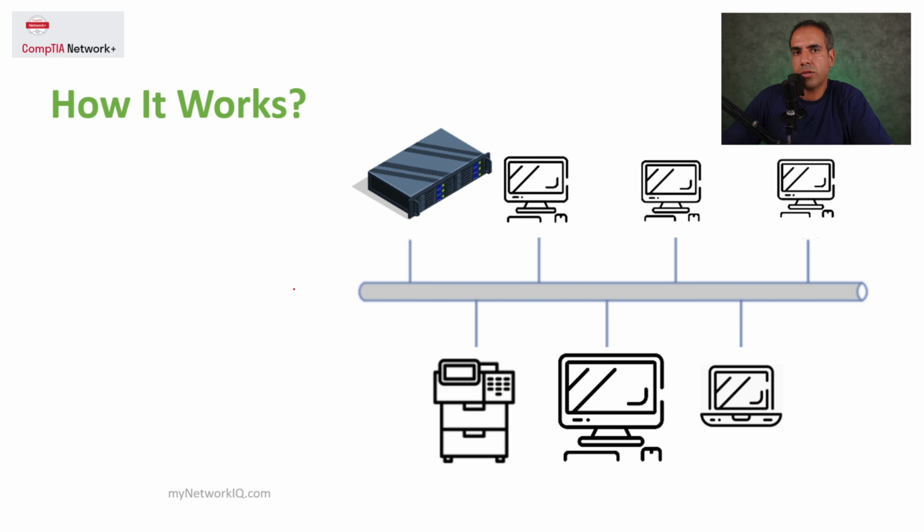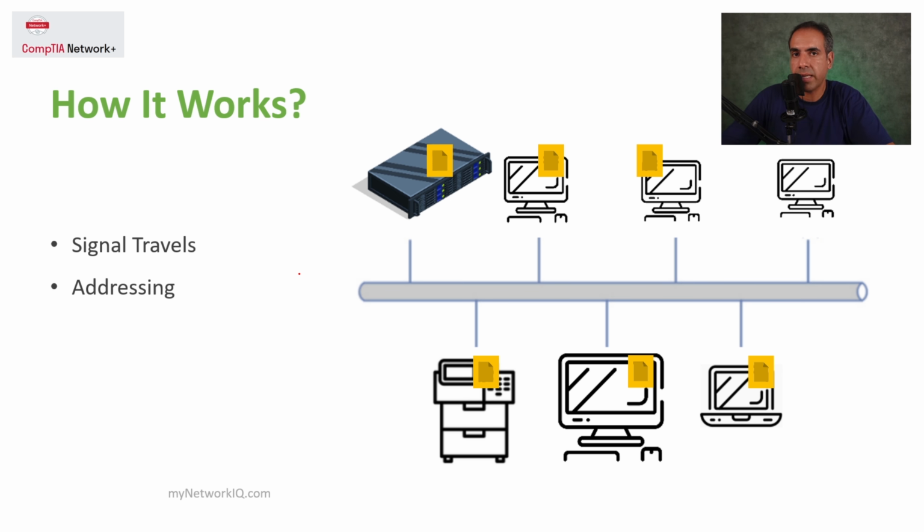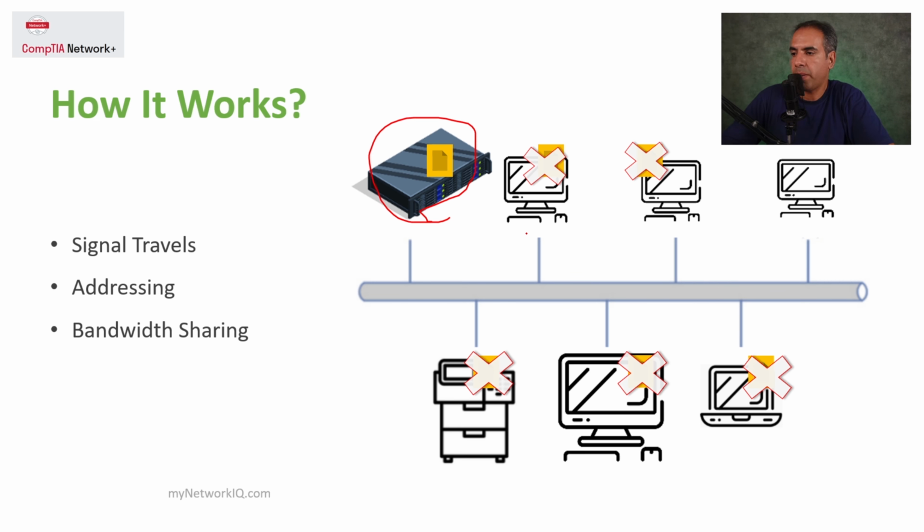And then the signal travels. The data packet travels along the bus and can be seen by all devices connected to it. So we have an addressing concept, which means each data packet has a destination address, and the device with the matching address picks up the packet and processes it. Other devices ignore the packet. So if the destination is this server, it will pick up the packet and all others will discard this packet.